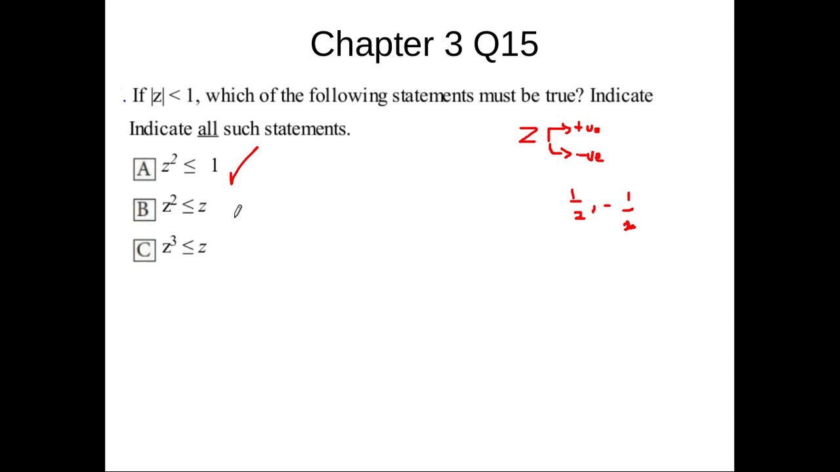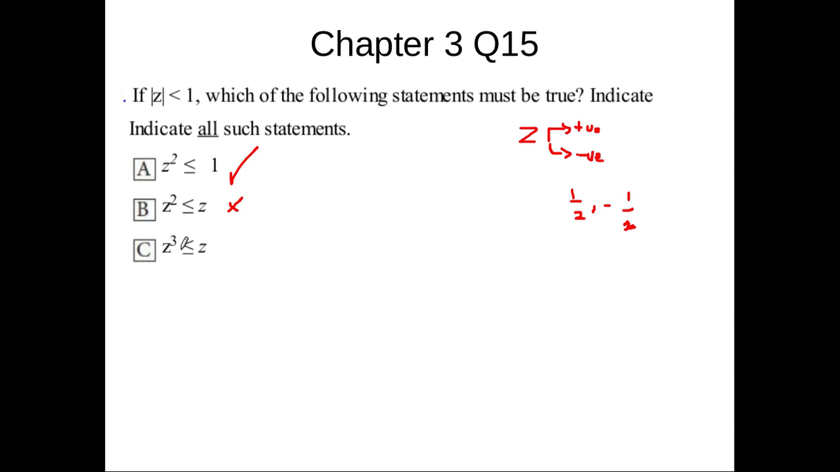Okay, let's move to this one. If you plug in half, you will get 1/4, so it's true. That's if you have a positive value. But if you have a negative value, think about it. If z is, for example, negative half, and you put here a negative half square, you will get 1/4 with no negatives. So this value will be greater than this value, so this one is not correct.